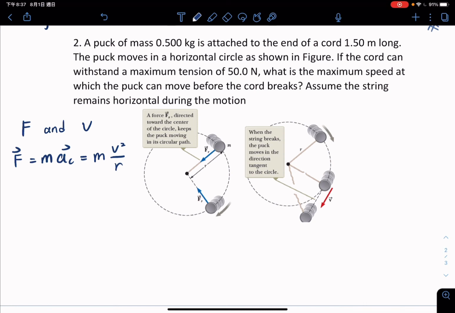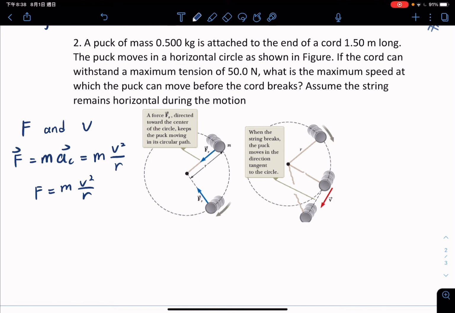So what is the relationship of F and V? Is F equal to V squared? No, sorry. F is equal to m V squared over R. Okay, so we just put the numbers in. The example assumes the string remains horizontal during the motion. As a result, R is equal to 1.5 meter.